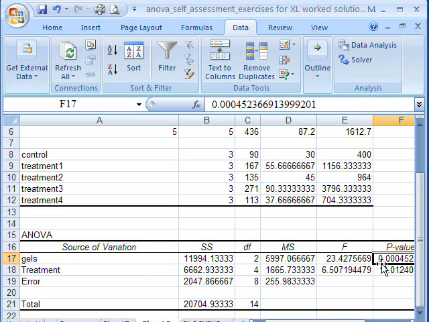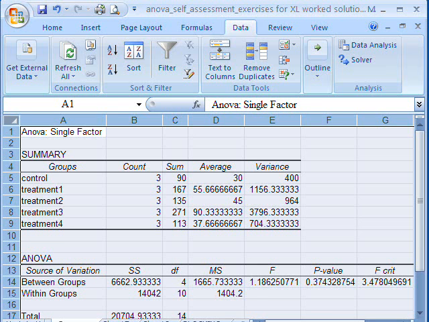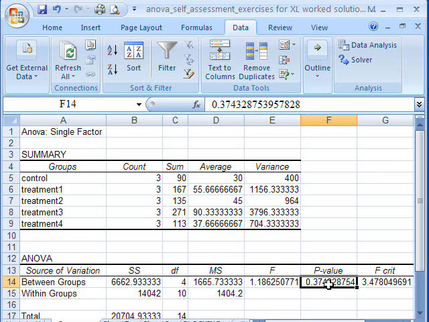So the gels are contributing a lot to the variability in the data, and by using this randomized block technique, we're taking out the day-to-day variability in your experiment to end up with a significant finding where there wasn't a significant finding before. So we've improved the efficiency of the analysis by using blocking.